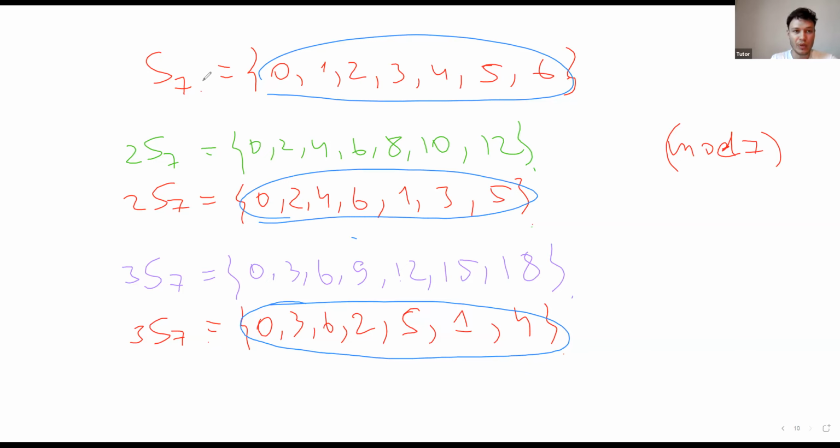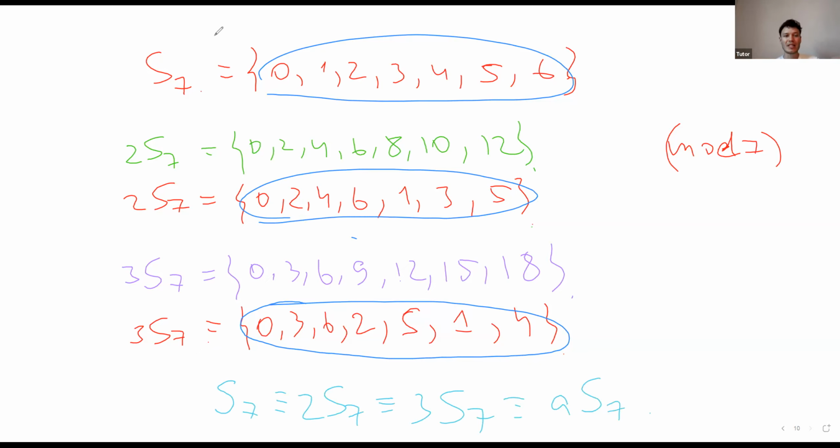So it turns out that we get an interesting property in here. The set S7 is going to be congruent with the set 2S7, and it's also going to be congruent with the set 3S7. Turns out that there's actually a more general property. It's going to be congruent with any set AS7.